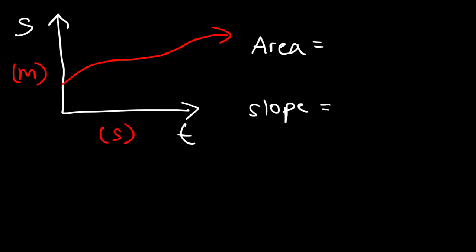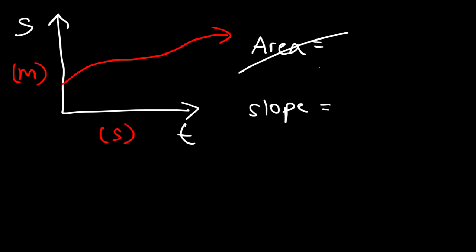So the area, we know it's basically x times y. So in this case, we're multiplying seconds times meters. Meters times seconds is basically nothing. There's nothing significant about it in terms of practical physics and calculus. So there's no point in finding the area of a position time graph.